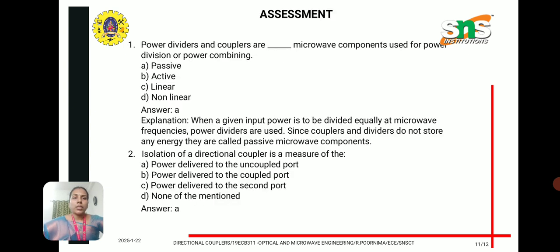Let's take the assessment. First question: power dividers and couplers are microwave components used for power division and power combining. The answer is A, they are passive components. And the isolation of a directional coupler is a measure of power delivered to the uncoupled port.